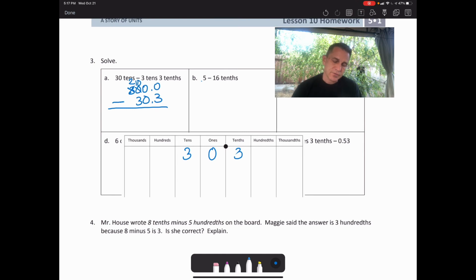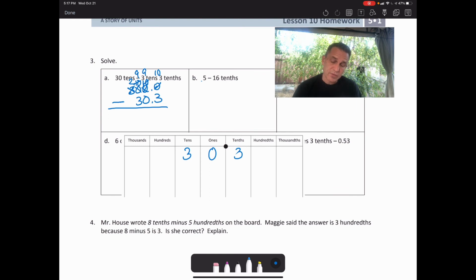Now I have 10 tens left. I'm going to use one of those tens right away because I need ones. And now I have 10 ones, which I need to use one of those right away so that I can get my tenths that I needed in the beginning. So I'm going to take one of those ones and turn it into 10 tenths. And now I can finally begin subtracting.